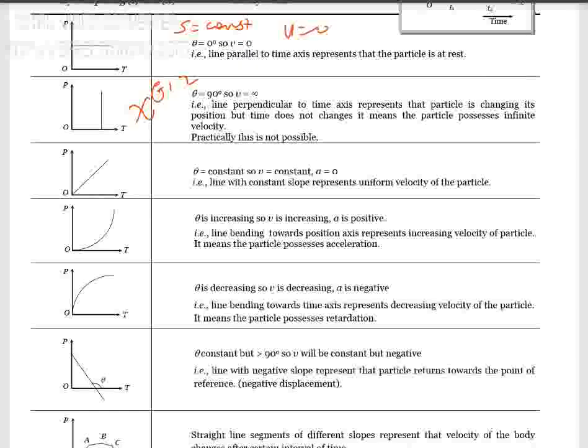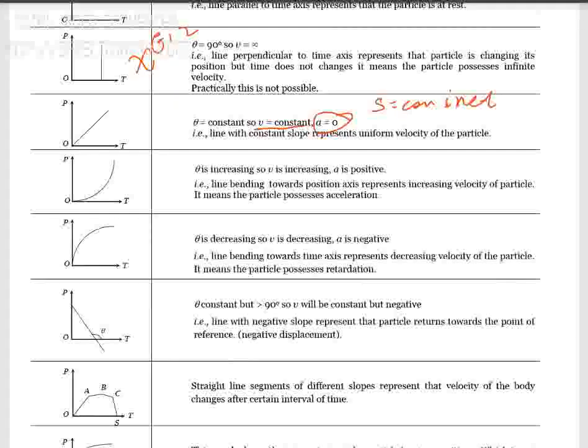Let us see the third segment. The third segment is a straight line, a constantly increasing graph. Since it is constantly increasing, the displacement is constantly increasing with time, and the velocity is constant. This constant velocity indicates that the acceleration is zero. The next one is the exponentially increasing graph. The displacement is exponentially increasing, so the velocity is also increasing. At this time, the acceleration is different from zero, and it is positive.